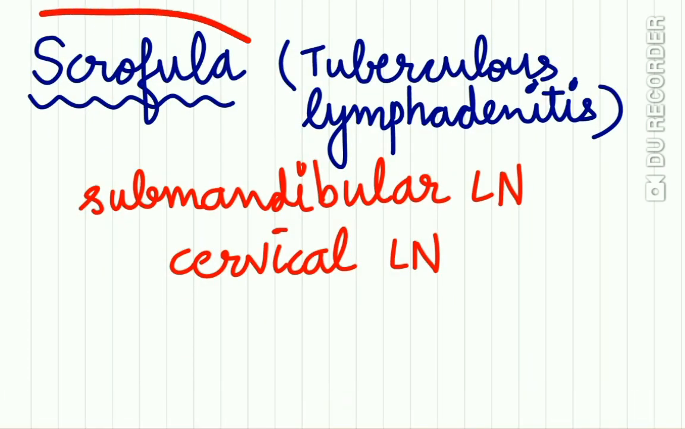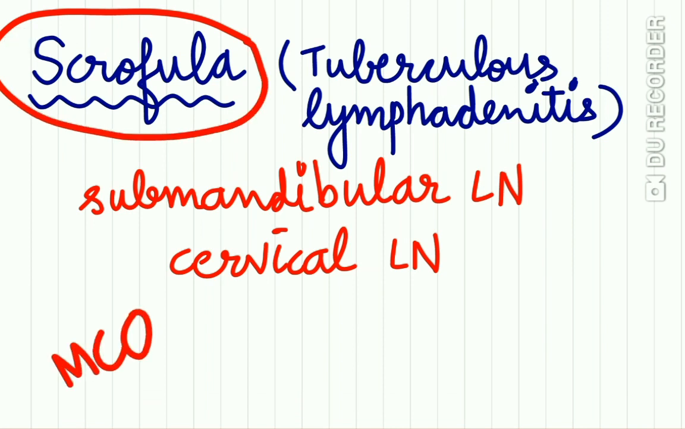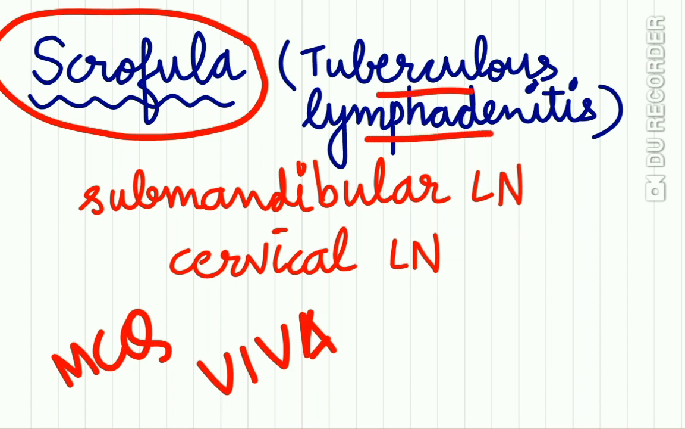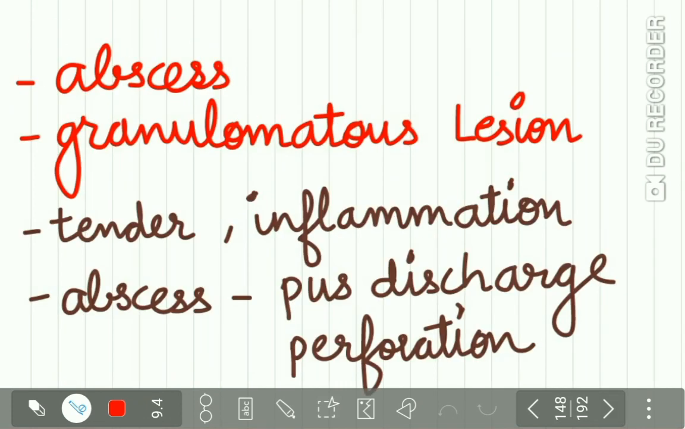Now, an important point to remember here, an MCQ question which is also asked in your Viva. What is scrofula? Now, scrofula is tuberculous lymphadenitis. It mostly affects your submandibular and the cervical lymph node. So, the tuberculous involvement of the lymph nodes, mainly the submandibular and the cervical lymph nodes, is called as scrofula.